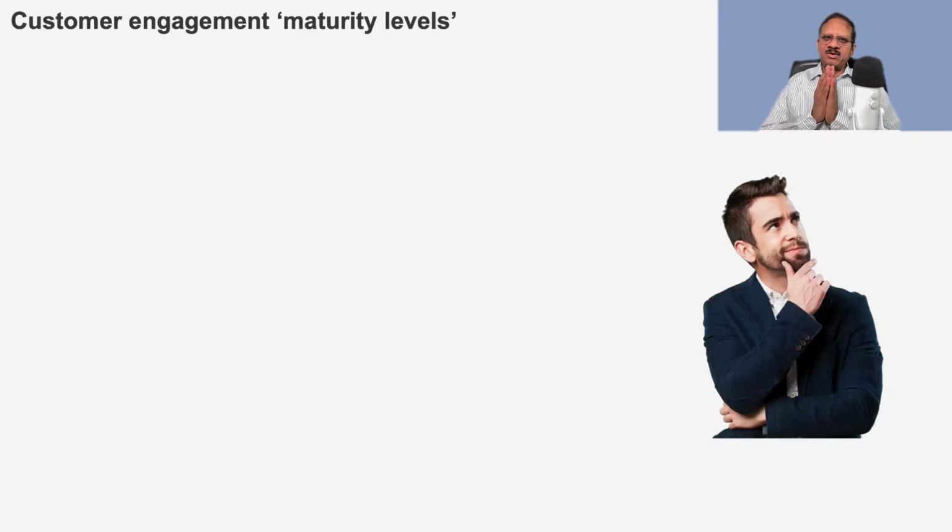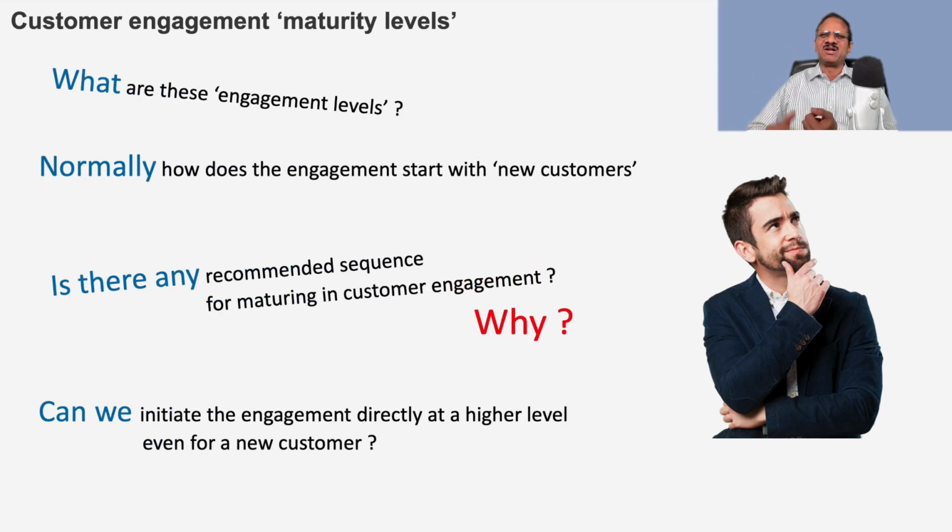And one more concept is customer engagement maturity levels. When you engage your customers, the engagement between your organization and your customer organization depends upon the level of maturity between both organizations. So what are these maturity levels? And how do you engage customers at different maturity levels? Is there any recommended sequence in which you have to go through these maturity levels? Can you bypass a maturity level for a customer? All these aspects we are going to discuss.